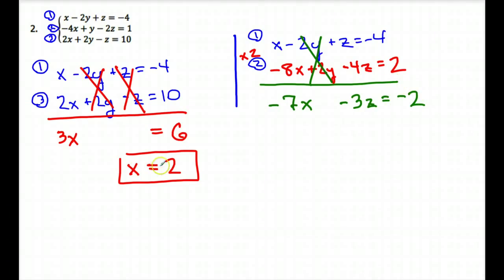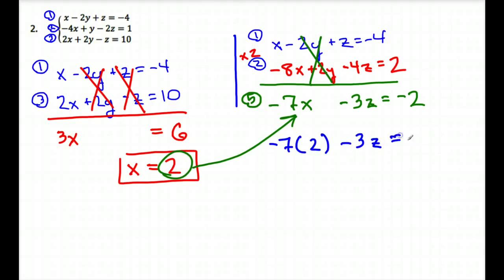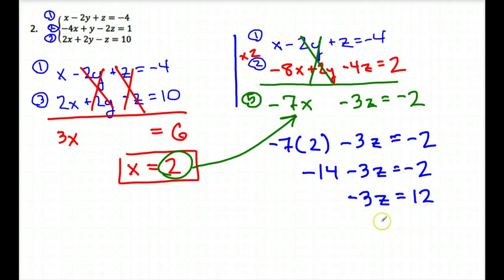Okay, but now since I know that x is equal to 2, so this would technically be equation number 5, since it's the second one I've created. Now I can take equation 5 and I can plug in this x equals 2 directly to it. So now I have negative 7 times 2 minus 3z equals negative 2. That gives me negative 14 minus 3z equals negative 2. So add 14 to both sides, I get negative 3z equals 12, and so z comes out to be negative 4. So now I have an x, I have a z.